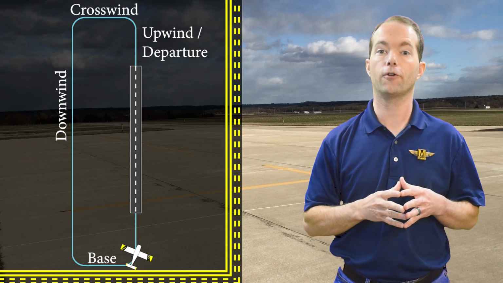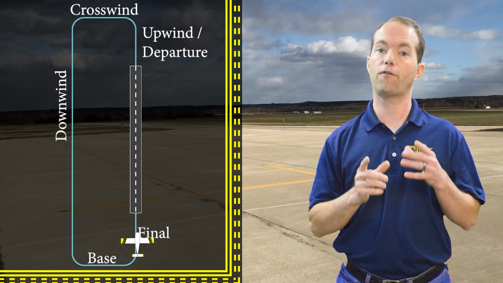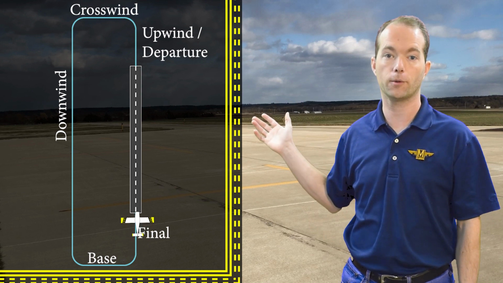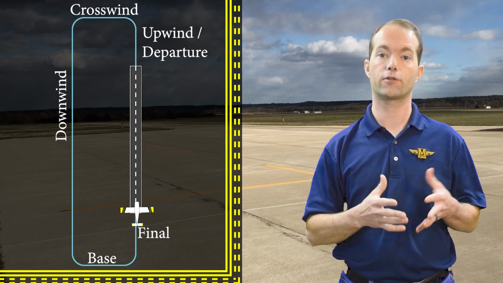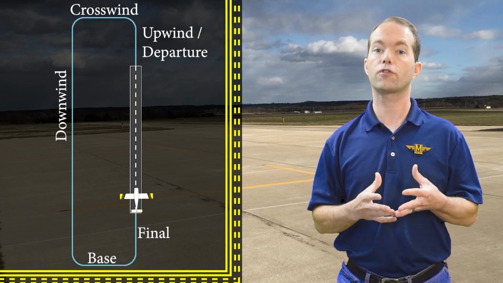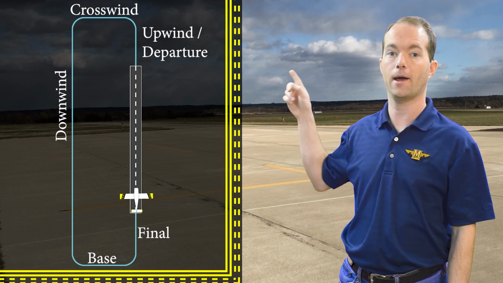Your last left turn is final. Once you're on final, you drop your flaps yet again and you slow down to your final approach speed. And then there's the runway. That's where the traffic pattern ends. That's your standard left-hand traffic pattern.